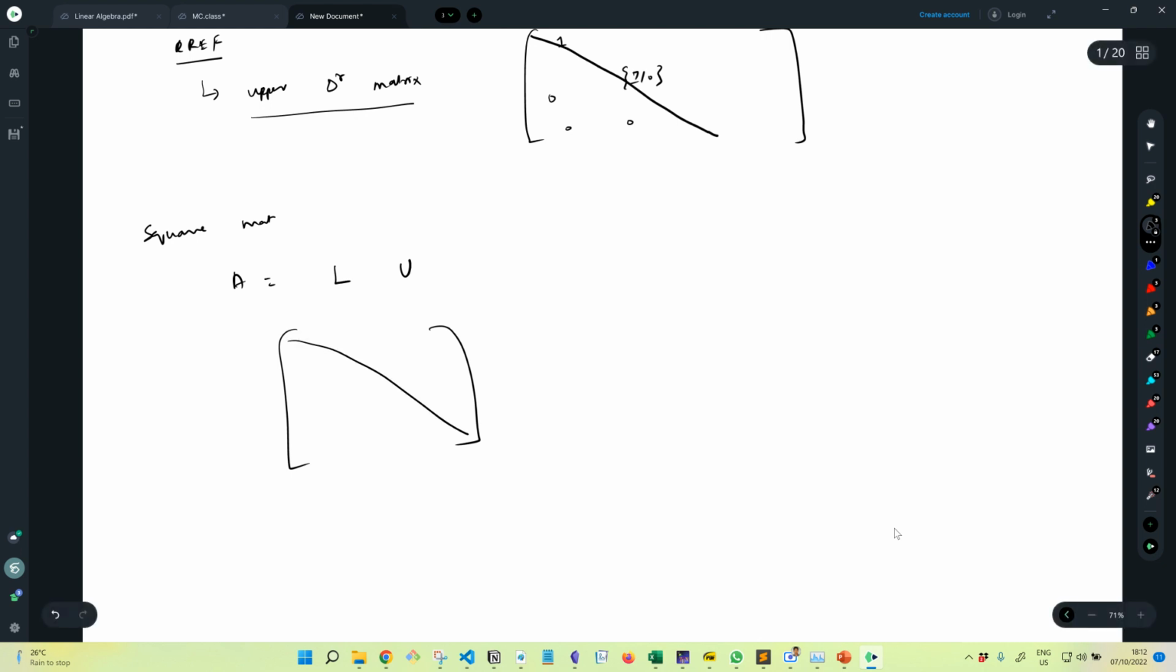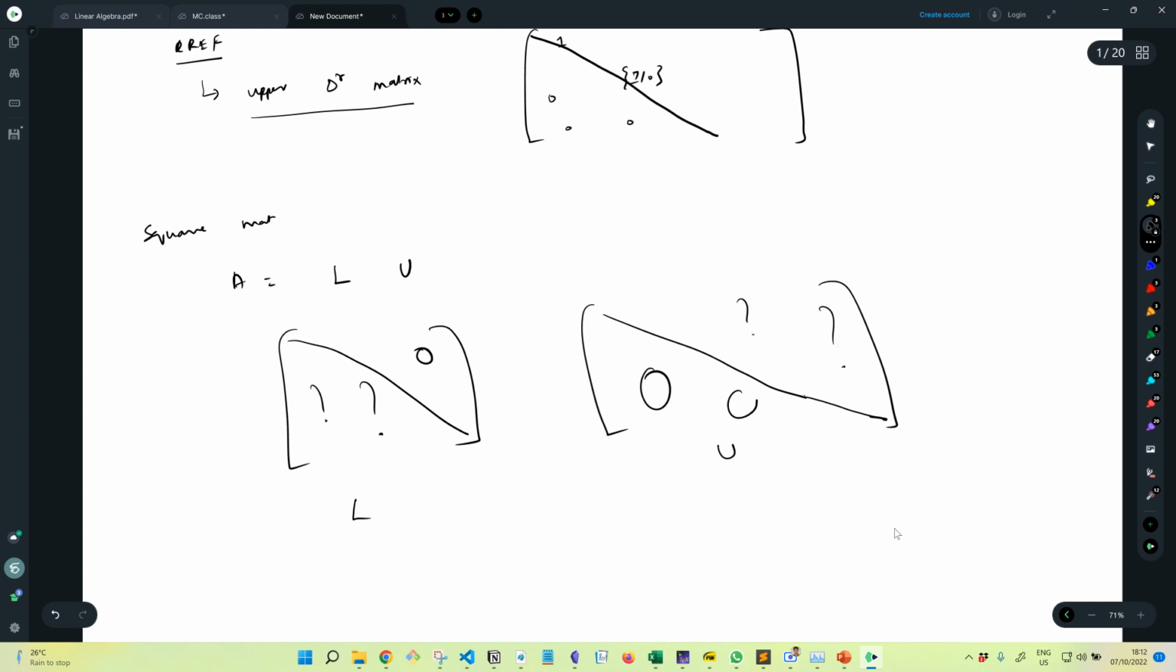L is the opposite of the U matrix, right? Basically, all the entries above the leading diagonal should be zero, and the entries below can be non-zero. And U we already saw. You will draw it as a square matrix, and the leading diagonal goes from one corner to the other corner, right? This is the L matrix, and in the U matrix you will have entries above the leading diagonal to be non-zero and below the leading diagonal to be all zeros, right?